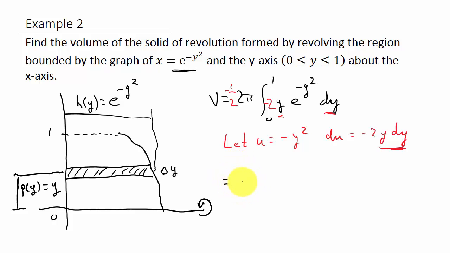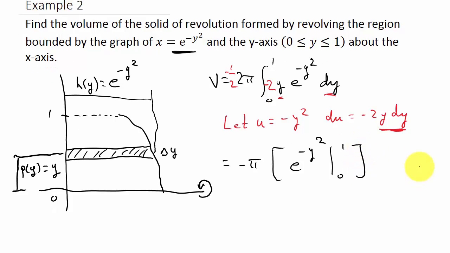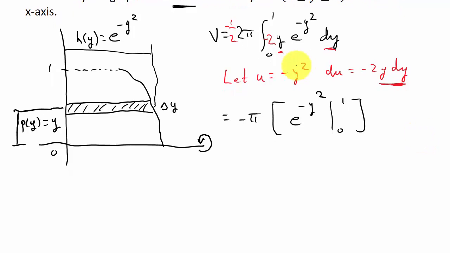Okay, and after we do all that, after we integrate it, we'll end up with negative pi, and that's going to be e to the negative y squared from 0 to 1. And if you're having trouble with the integrating at the substitution, I have some videos on doing that. Okay, you can check those out.